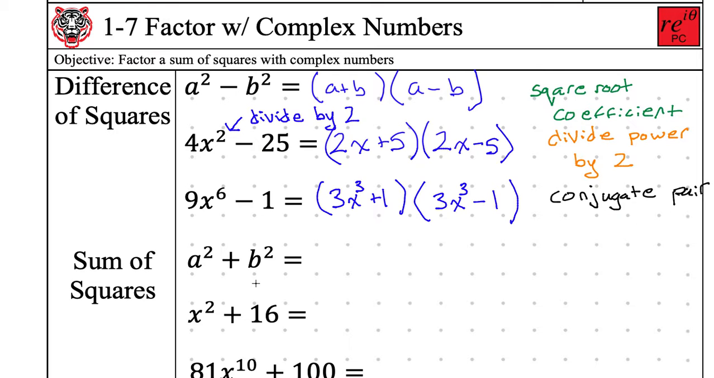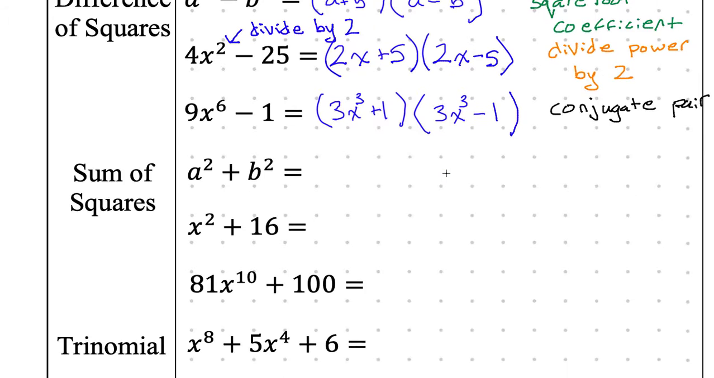Conjugate pair. Conjugate just means you're switching the sign in between. Instead of a plus sign, it is a minus sign, and it's a pair because there are 2 of them. One is a plus, one is a minus. There are 2 of them. So far, so good? Yes. All right. That should be kind of a review. This is the new stuff.